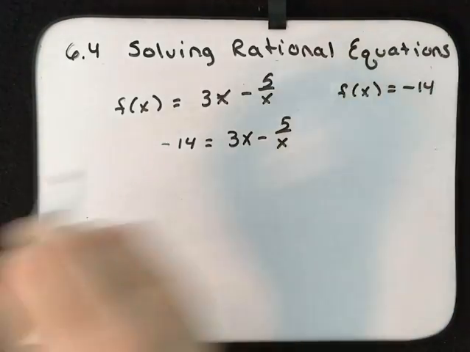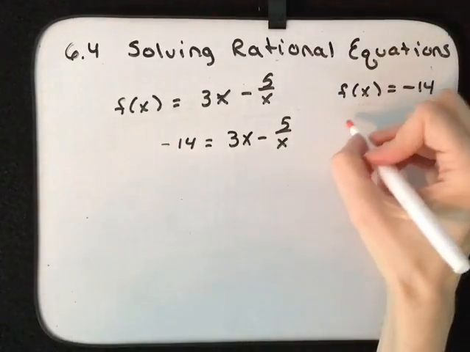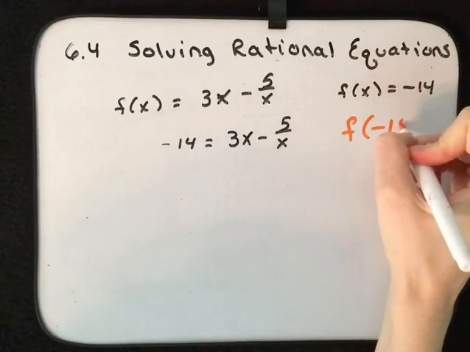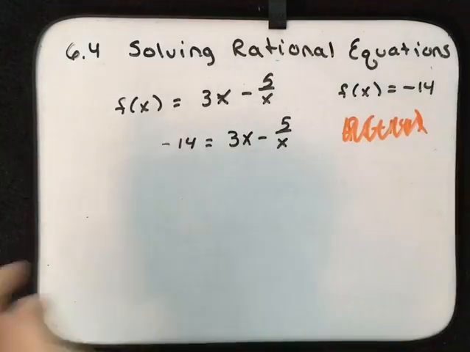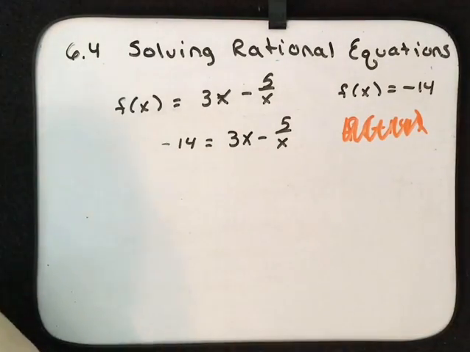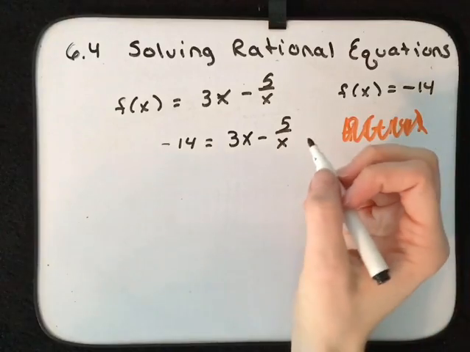Notice it is not telling us that x is negative 14. If it wanted to say x was negative 14, it would look like this. This isn't what we have. So we are not putting negative 14 in the value of x. So let's solve this down.